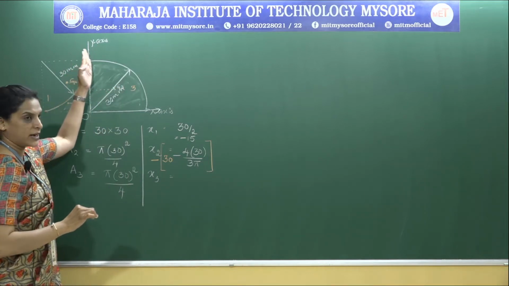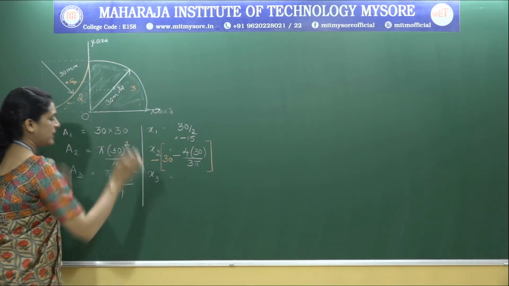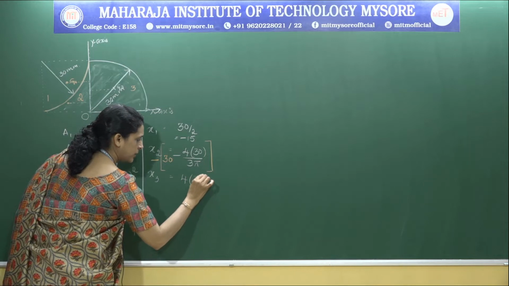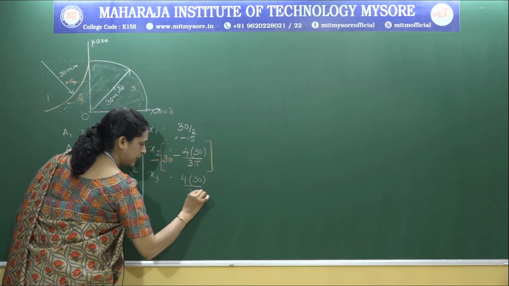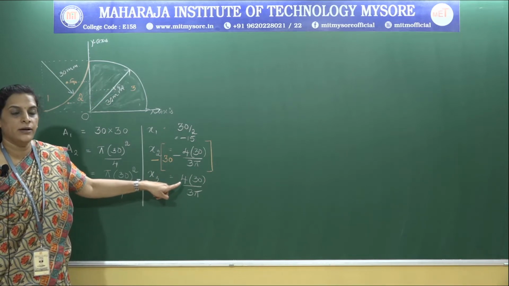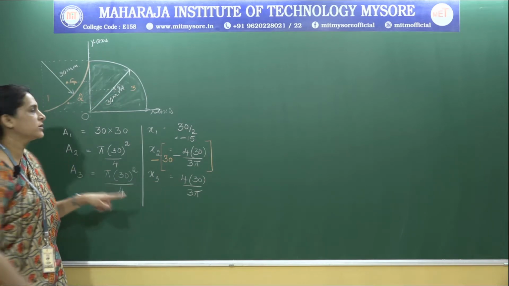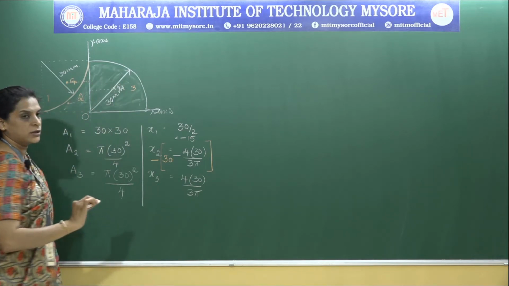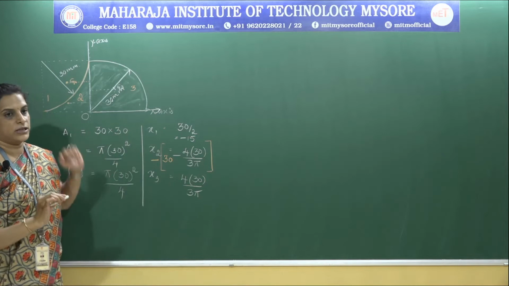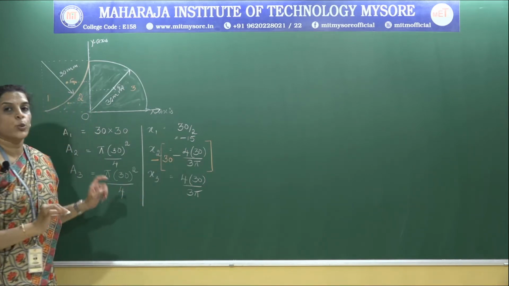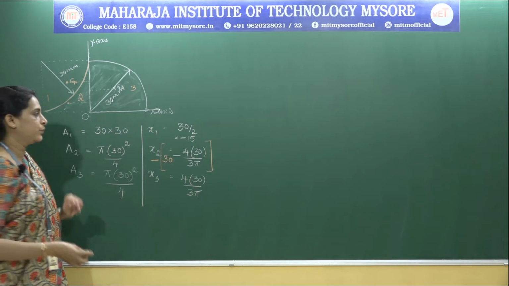Taking y as the reference, the centroid lies at a distance of 4r by 3 pi. Do we have to prefix it with a negative sign here? Not necessarily, because the point is after the axis, so it is positive itself. So here is how we calculate x1, x2 and x3.